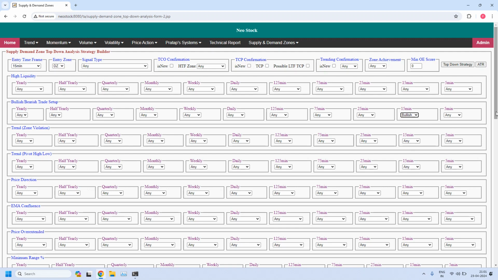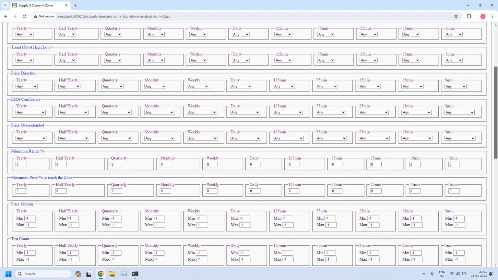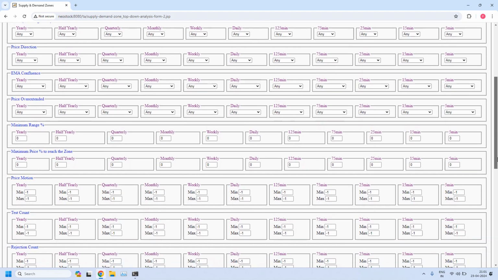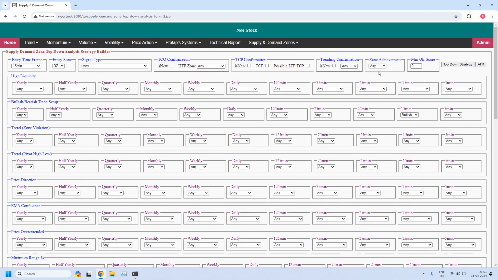And we are also going to set 3 filters. First filter is we don't want pierced zones, especially on daily and demand zone, because the entry zone is demand zone. So for pierced count, in 15 minutes time frame, I set minimum value 0, maximum value 0, which indicates pierced count should be 0. Pierced count 0 means the zone is not pierced. And second filter, the zone achievement should be VOZ, violated opposing zone. And the minimum odd enhancer score should be 12. So with these filters, I am going to generate the report.